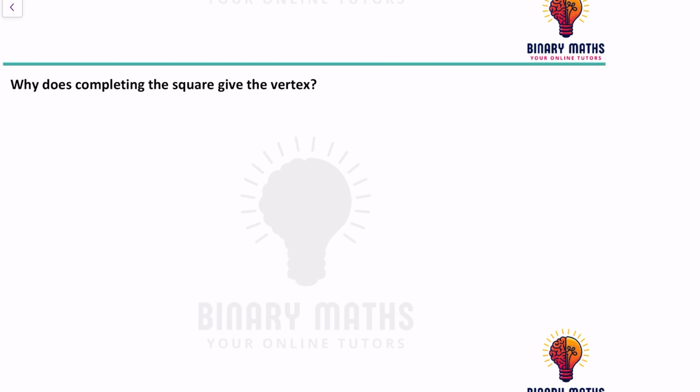Why does completing the square give you the vertex? Completing the square means I get it into this form: y is equal to a times (x plus p) squared plus q.